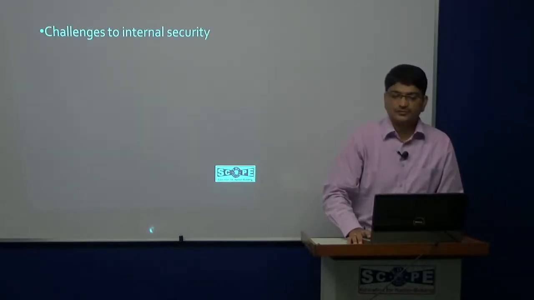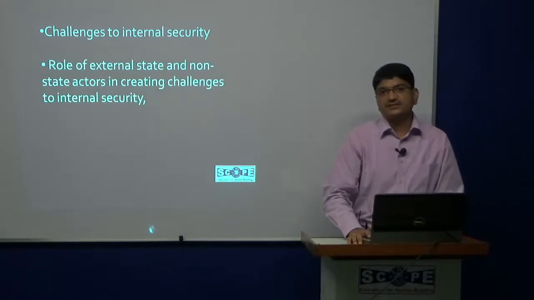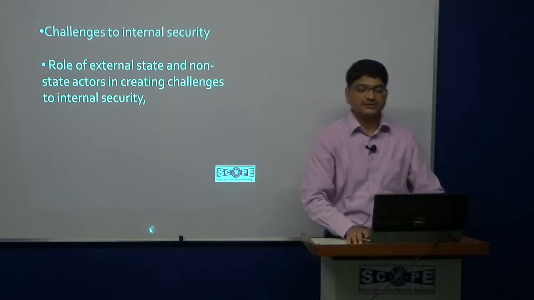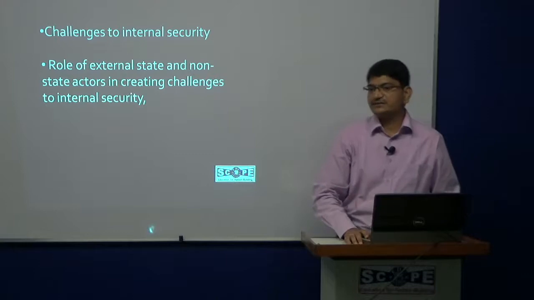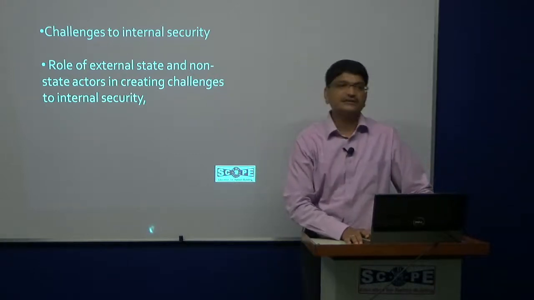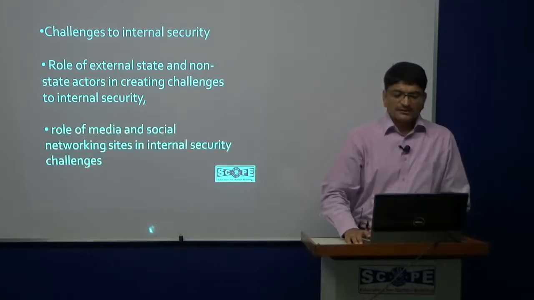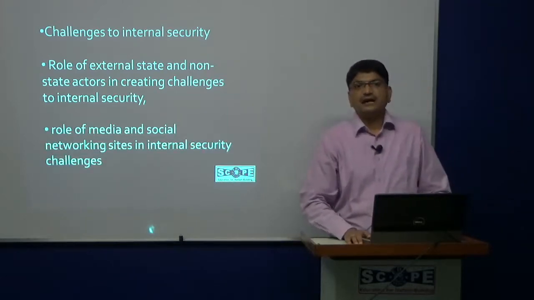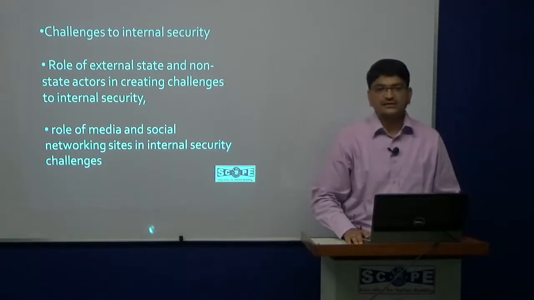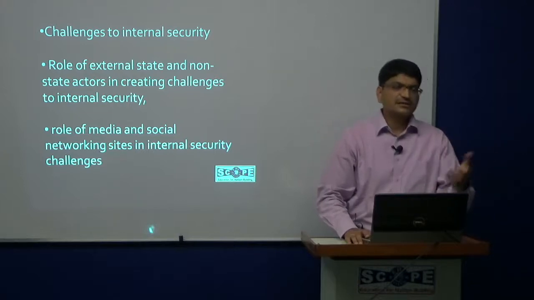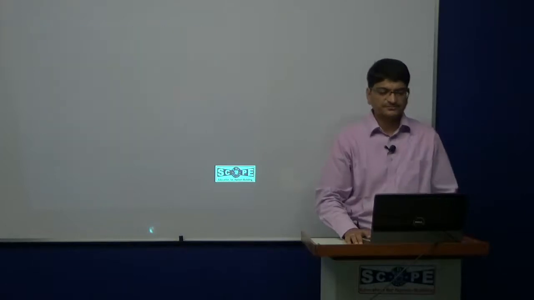Then what are the challenges of internal security of India, external state as well as non-state actors and their role in internal security challenges. For example, various terrorist groups, for example the neighboring countries, say Pakistan, and their role in spreading internal security challenge in India. Then role of social networking and role of media in internal security challenge, how they pose internal security challenge, what shall be the safeguard, what are the existing arrangements and what further improvement.